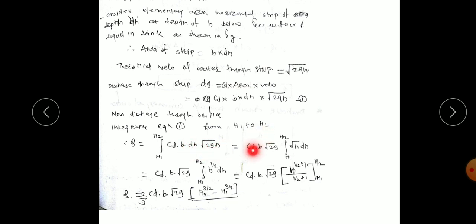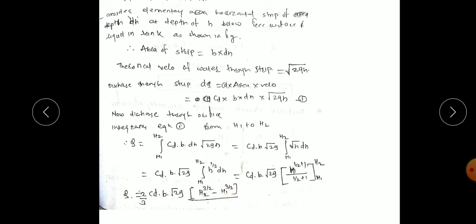Here b, the width of the orifice, is constant, 2g is constant, and Cd is constant. So taking them outside of the integration, we have the integral from h1 to h2 of under root of h dh. We can write under root h as h raised to 1 by 2. Now integrating, h raised to (1 by 2 plus 1) divided by (1 by 2 plus 1), with limits h1 to h2. Putting the limits, we get Q equal to 2 by 3 Cd b under root of 2g, times h2 raised to 3 by 2 minus h1 raised to 3 by 2.